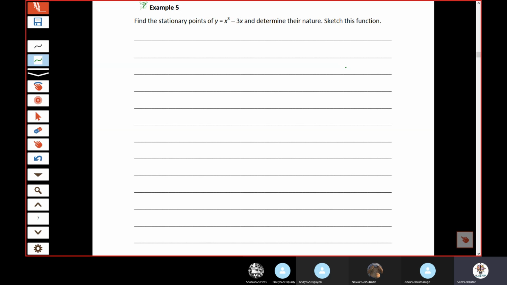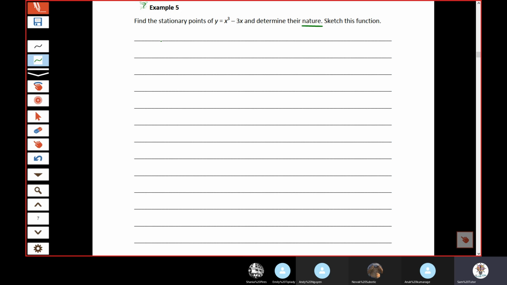Who wants to take a guess at how many marks this is? 3. It's actually 6 marks: 2 marks for stat points, 2 marks for nature, 2 marks for sketching. Cool? Very, very good marks. That's why I said most students eventually get this. It's not that hard of a math concept, I guess. The nature we're talking about is that whole min-max or horizontal point of inflection.